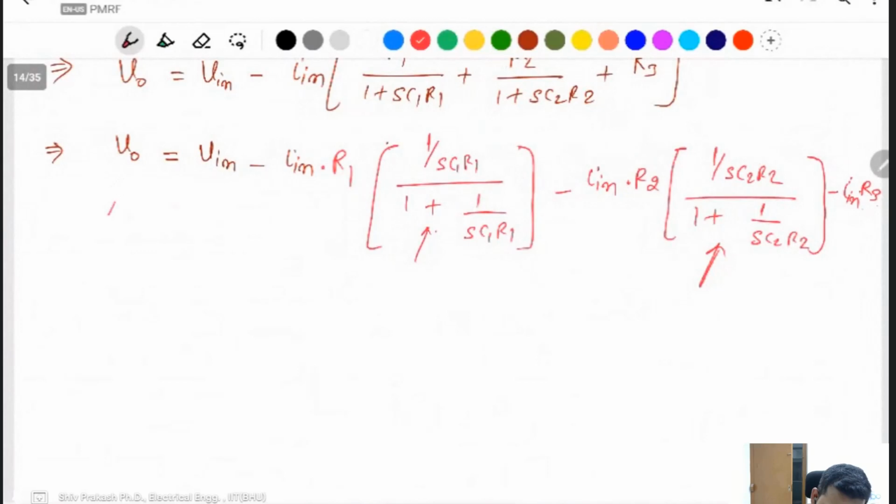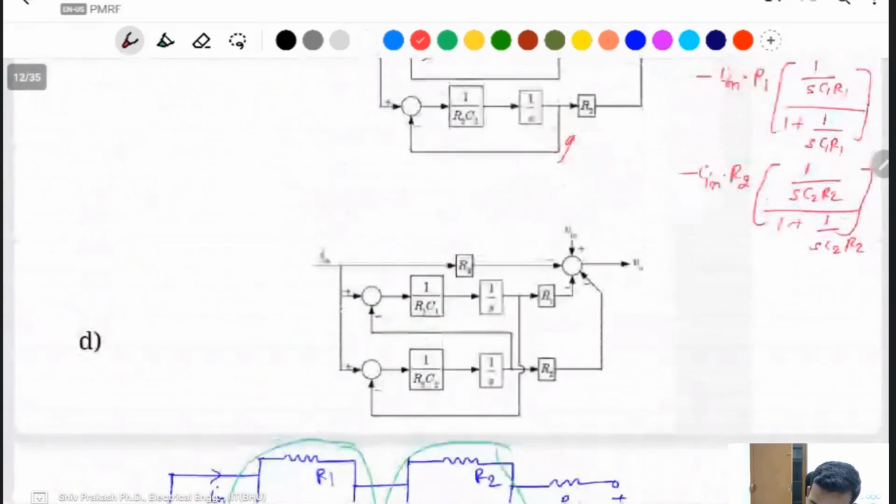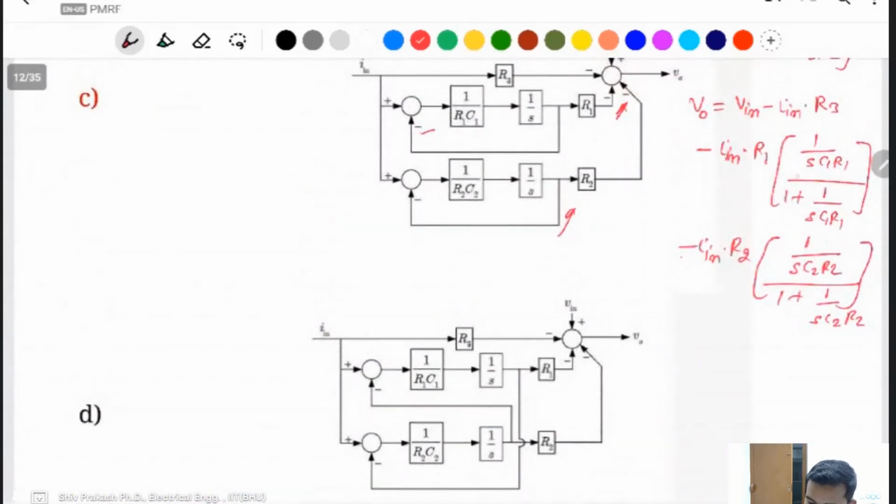V output is the same as V in minus I in R3, here I in into R1 times 1 by C1 R1 plus 1 by C1 R1, like 1 minus I in into R1 times 1 divided by C1 R1, divided by 1 plus C1 R1. Both are the same.